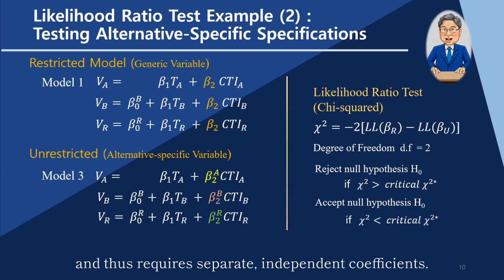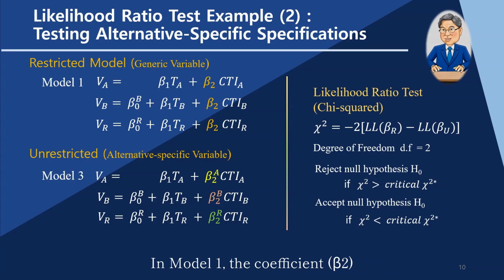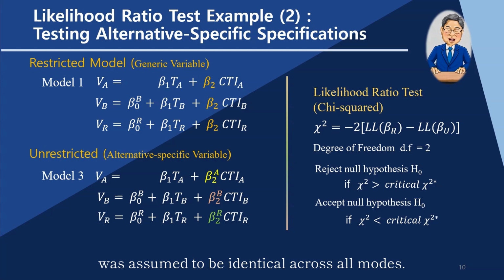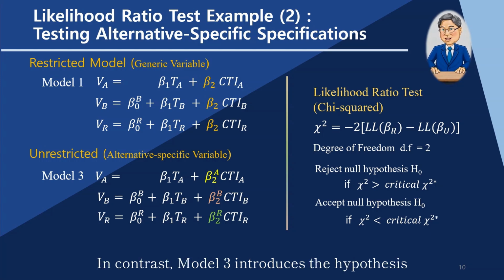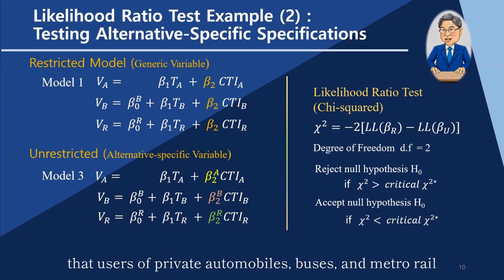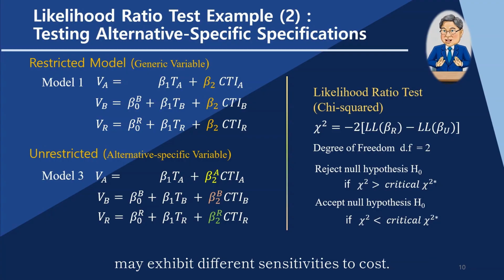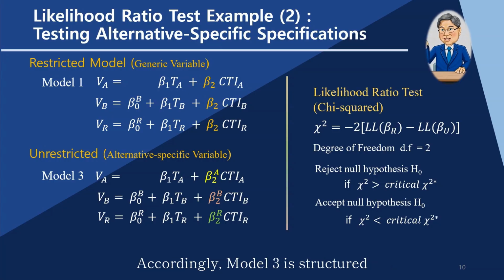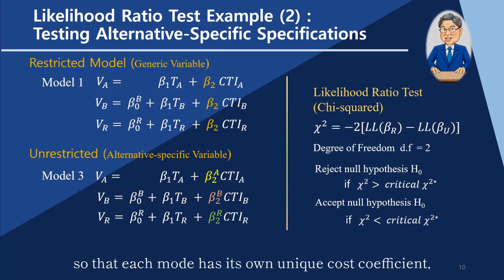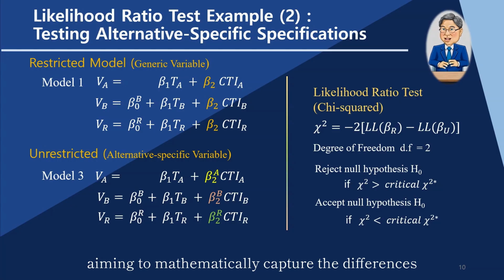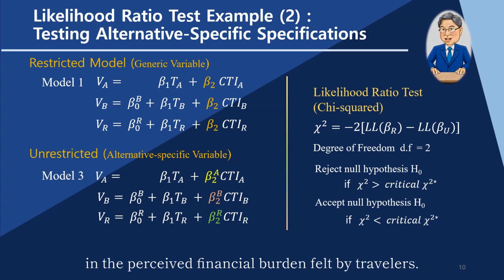requires separate independent coefficients. In Model 1, the coefficient beta 2 for the cost-to-income ratio, CTI, was assumed to be identical across all modes. In contrast, Model 3 introduces the hypothesis that users of private automobiles, buses, and metro rail may exhibit different sensitivities to cost. Accordingly, Model 3 is structured so that each mode has its own unique cost coefficient, aiming to mathematically capture the differences in the perceived financial burden felt by travelers.